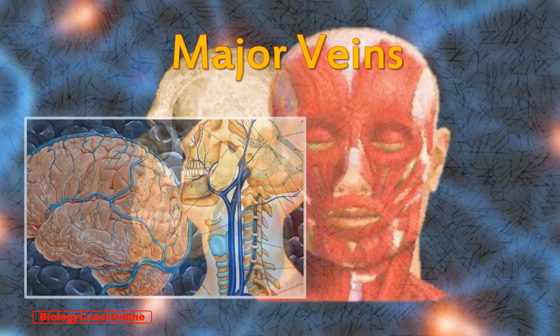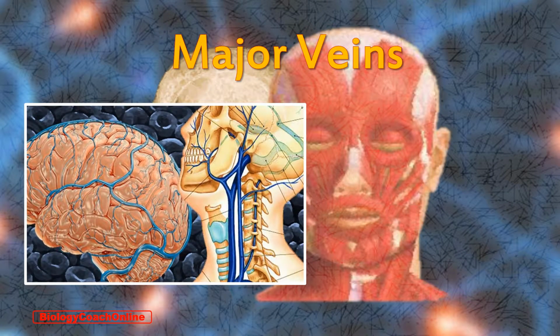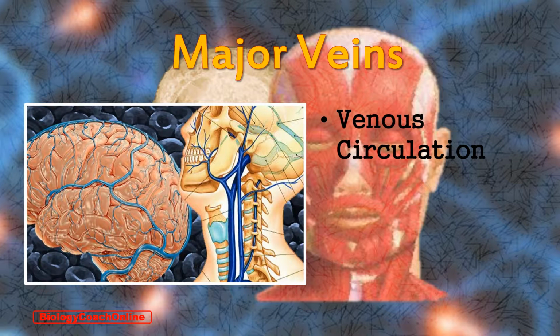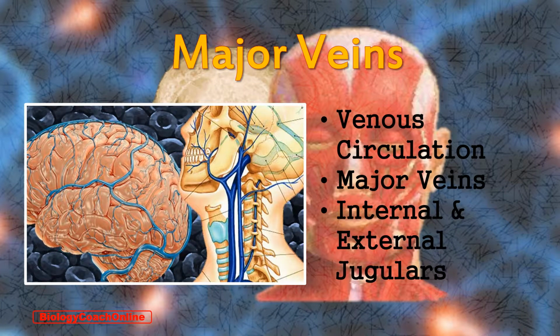Welcome back. In this lecture, we will continue our survey of the circulatory system in the head and neck as we focus on the venous circulation there. As with the arterial circulation, we will locate and identify the major veins, including the external and internal jugulars.